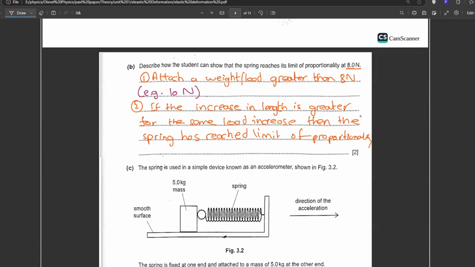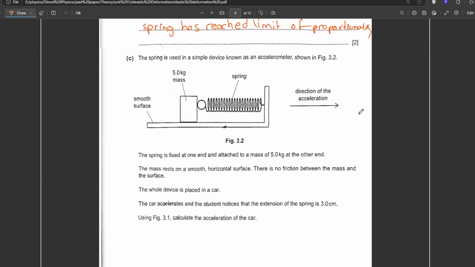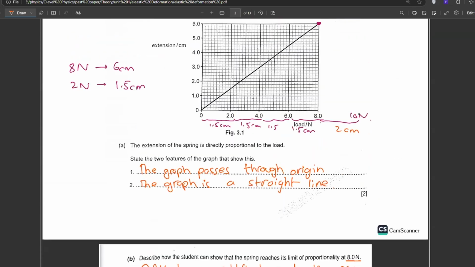Let's further move ahead. The spring is used in a simple device known as an accelerometer, shown in figure 3.2. The spring is fixed at one end and attached to a mass of 5 kg at the other end. The mass rests on a smooth horizontal surface. There is no friction between the mass and the surface. The whole device is placed in the car. The car accelerates and the student notices that the extension of the spring is 5 centimeter. Calculate the acceleration of the car.